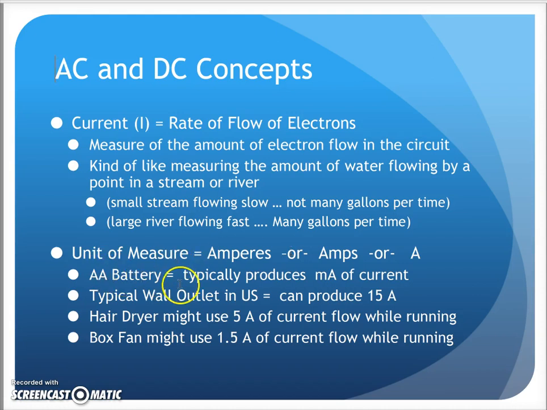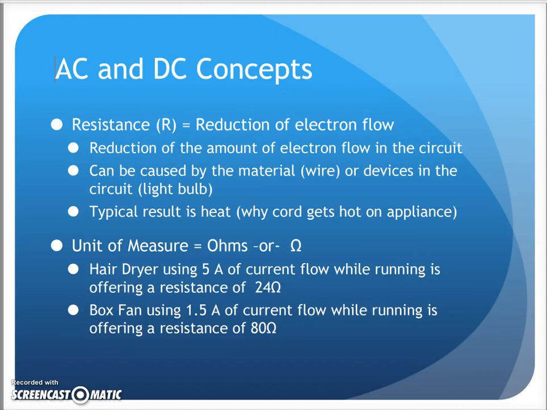A typical battery might only have milliamps of current. We're talking thousandths of an amp. Meanwhile, a typical wall outlet can produce up to 15 amps. And to give you an idea, something like a hairdryer might use 5 amps of electricity while it's running. Meanwhile, a box fan that you have in the window in the summer might only be using an amp or an amp and a half of electricity while it's running. So that's the flow of electricity.